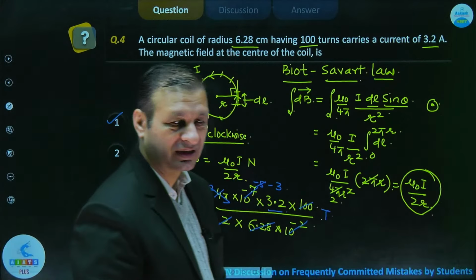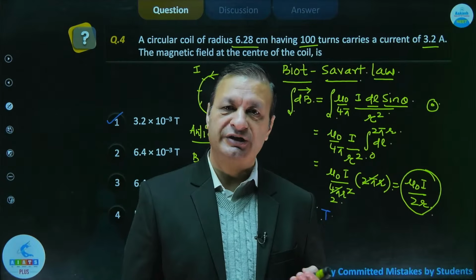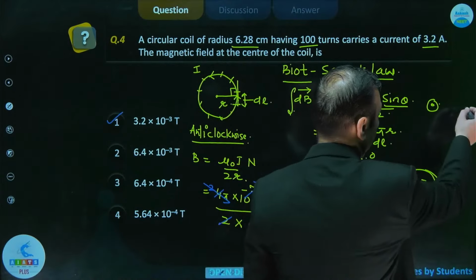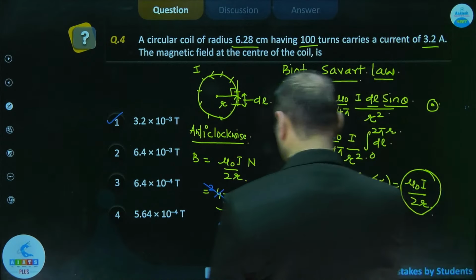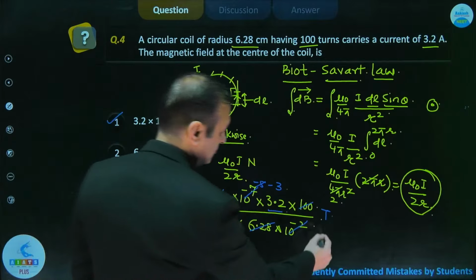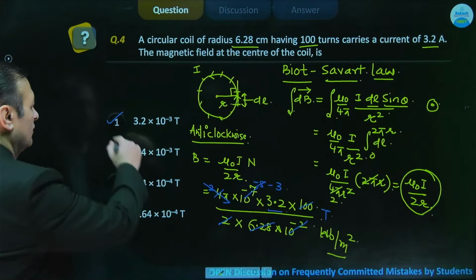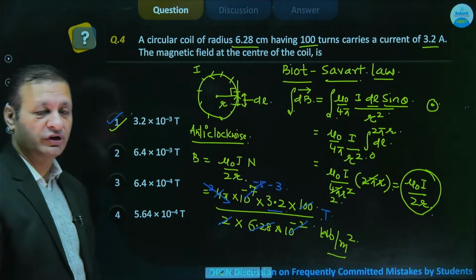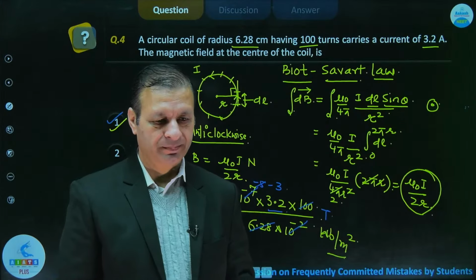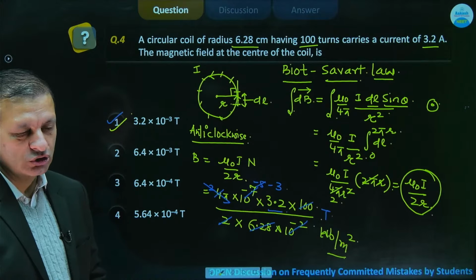Can you tell me any other unit of magnetic field? Besides Tesla, in addition to Tesla, do we have any other units for the magnetic field? Can you tell me, children? And it's Weber per meter square. So I think we got the answer, 3.2 into 10 to the power -3 Weber per meter square. Good, Rishabh, very good. Keep it up. Shubham also gave me the right answer.